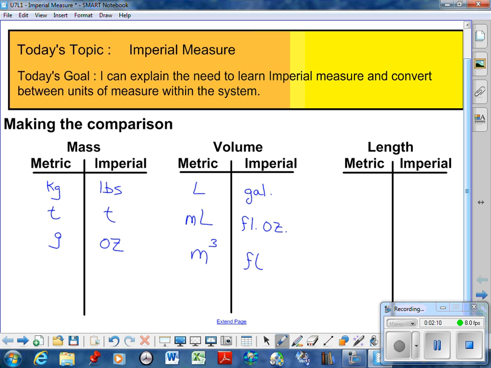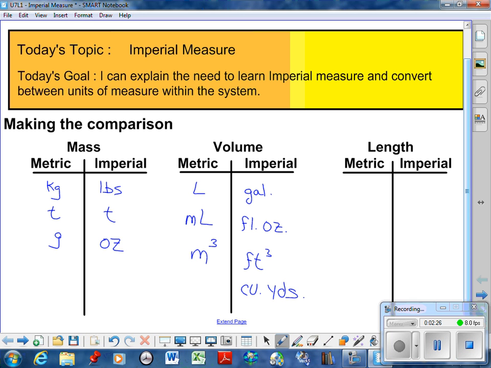Cubic meters, you can have cubic feet, or you can have cubic yards. All right. So for people that order or have ordered gravel or work with construction, you'd order a cubic yard or a yard. You wouldn't even say the word cubic.